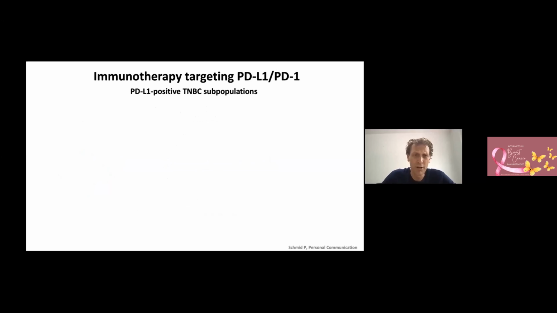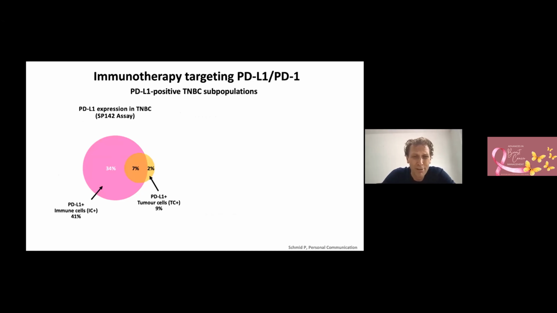What is there to know about PD-L1 in triple-negative breast cancer? The first thing is that most of the PD-L1 expression in triple-negative breast cancer is seen on immune cells, not on tumor cells. If you use the SP142 assay, 41% of patients have PD-L1 positive immune cells, but only 9% have PD-L1 positive tumor cells. And the SP142 assay considers practically all these patients by looking at positive immune cells.